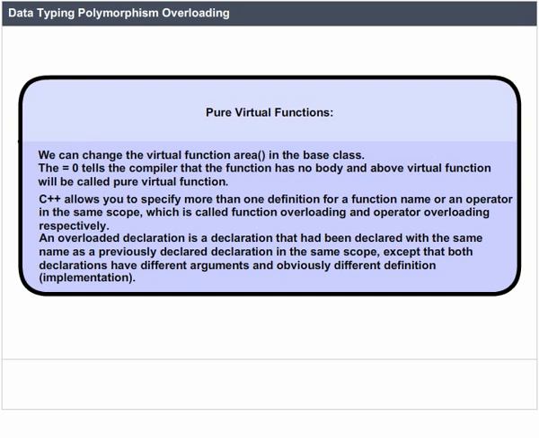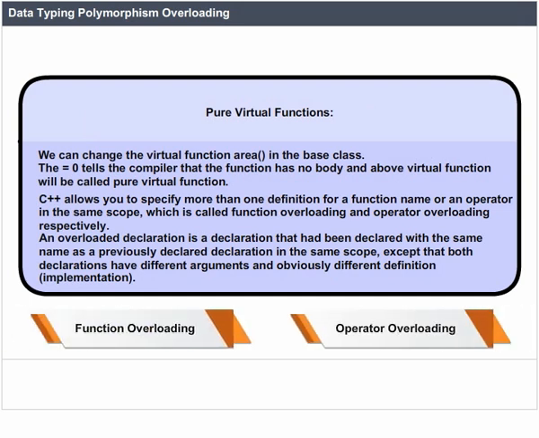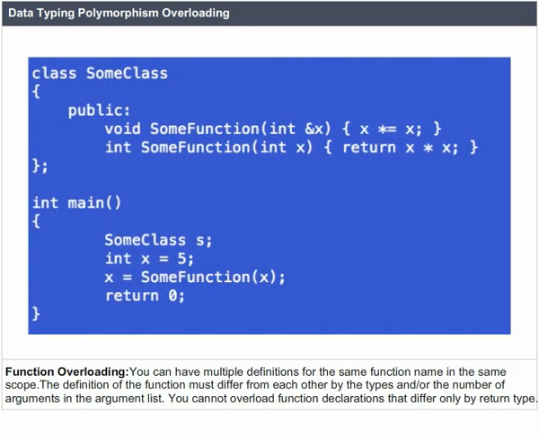An overloaded declaration is a declaration that has been declared with the same name as a previously declared declaration in the same scope, except that both declarations have different arguments and obviously different definition implementation. Function overloading, operator overloading. Function overloading.